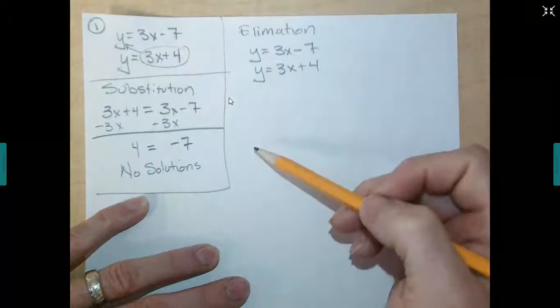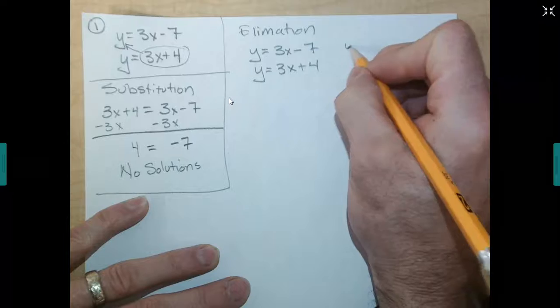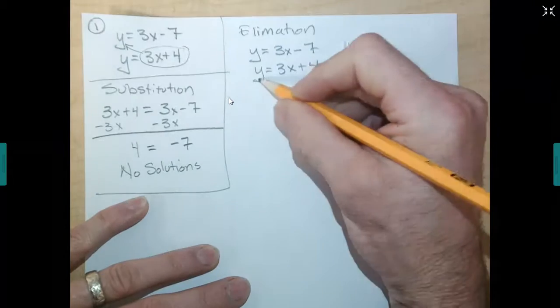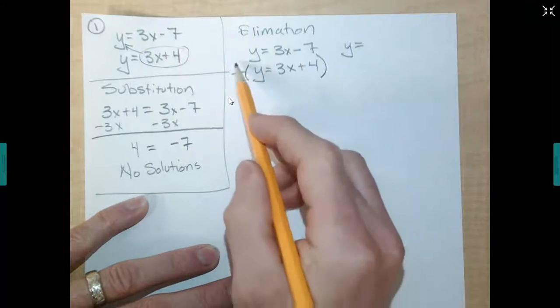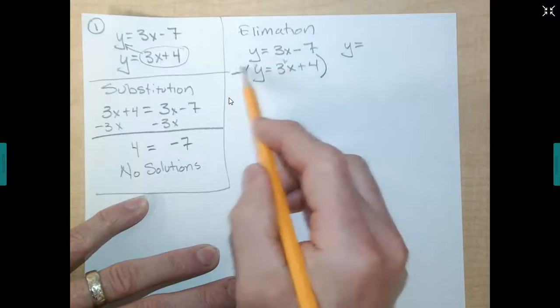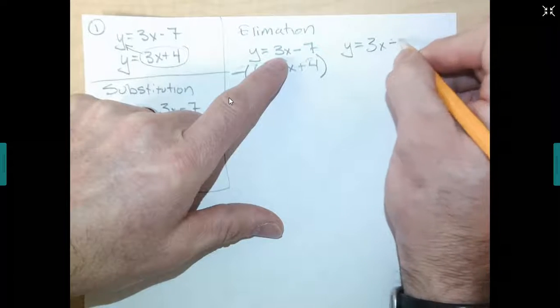Well, this is lining up perfectly. So what I'm going to do is add the opposite. So y equals, well, I'm going to subtract this whole thing, which means I have to distribute the negative through the whole thing. So I'm going to keep this one, y equals 3x plus 7, minus 7, excuse me.